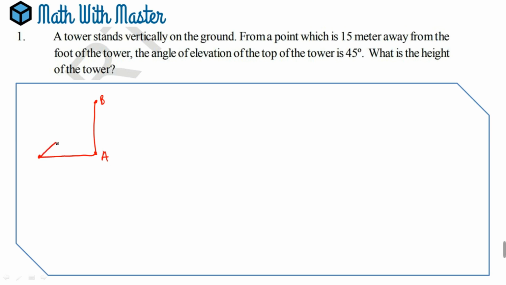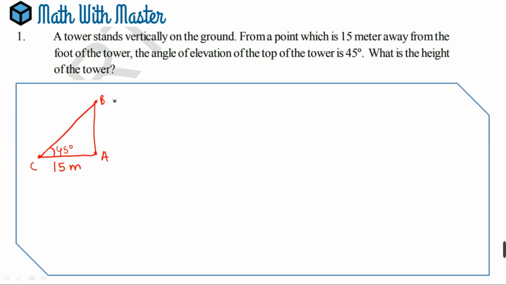Means the angle of elevation is 45 degrees from this point up to point B. So we will just name it C. And we also know that the distance between the foot of the tower and point C is 15 meters. So what is the height of the tower?